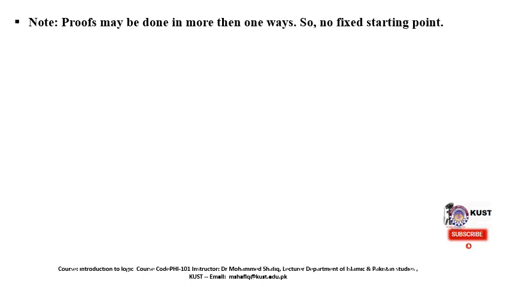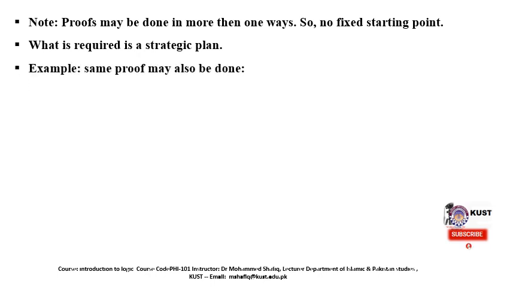You have to note it down that proofs may be done in more than one way, so there is no fixed starting point. That basically means you can start at any point. But what is required is a strategic plan. For example, the same proof may also be done.